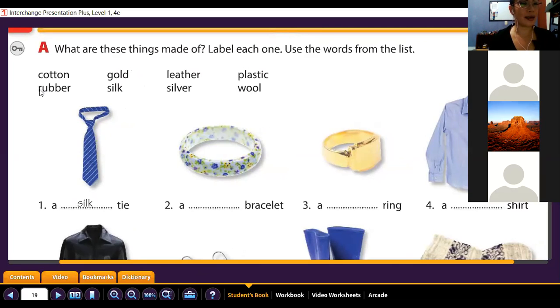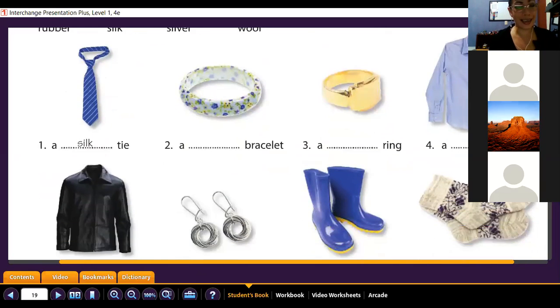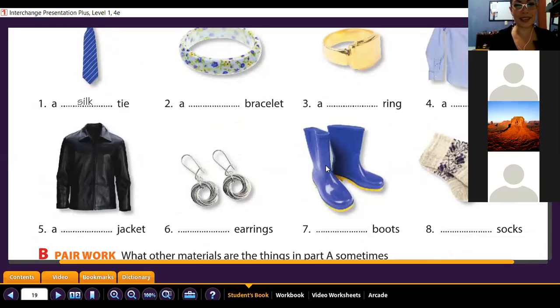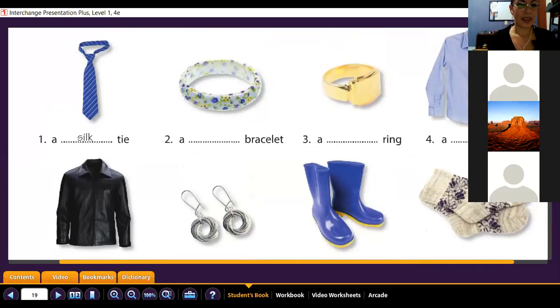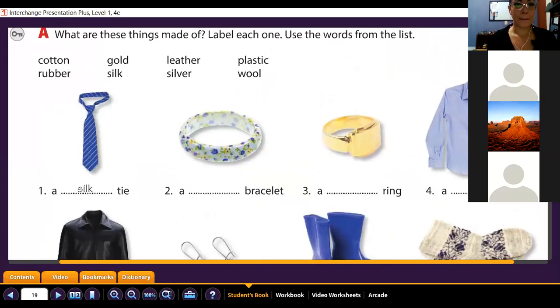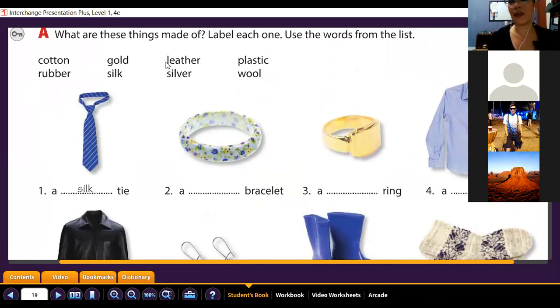Rubber is caucho. Hule, caucho, de lo que son estos. Estos, por ejemplo, estos serían rubber boots. Rubber boots. Wool socks. The leather is cuero. Cuero, exacto, cuero. Any other? No more. Okay.